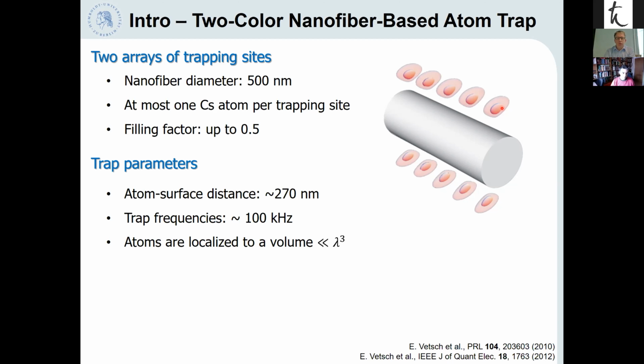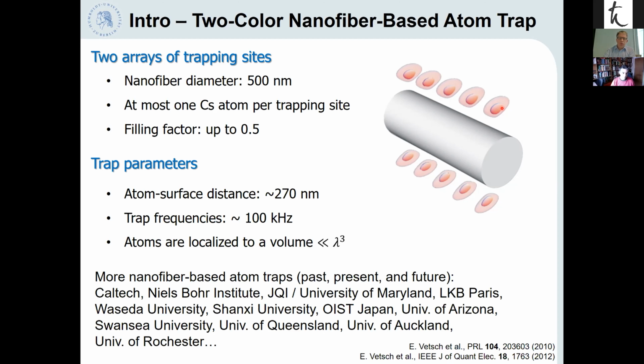So while we were the first to demonstrate such a nanofiber-based atom trap, more groups worldwide have, still do, or will realize such nanofiber-based traps. And I hope that this list is not yet complete and that the community is still growing.